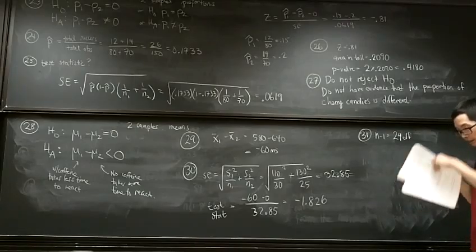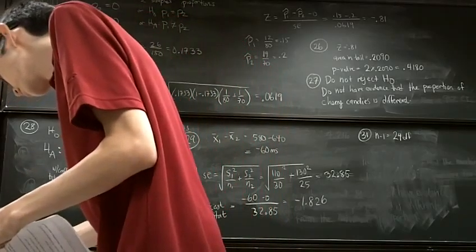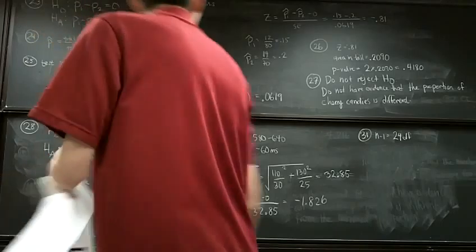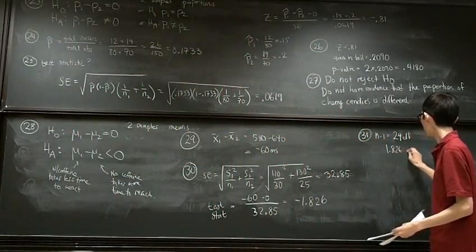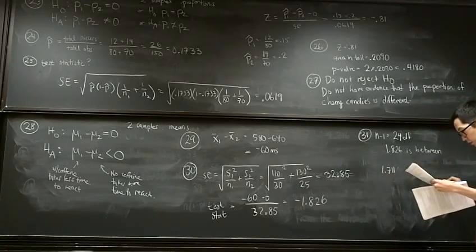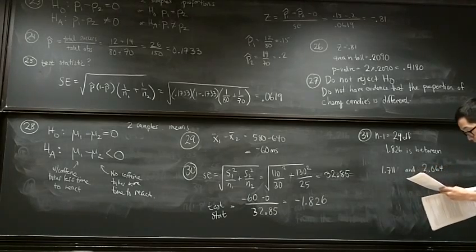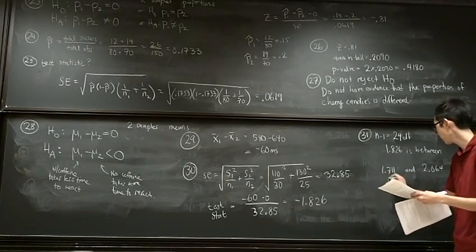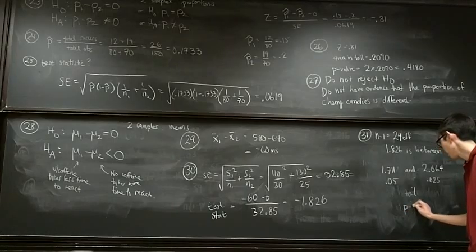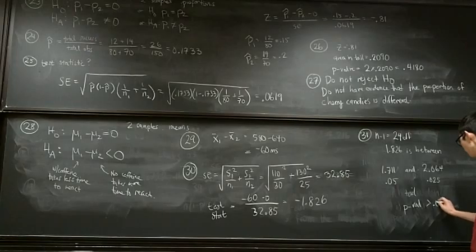All right. And let me see some of those tables. So 1.826 is between 1.711 and 2.064. And this corresponds to 0.05. This corresponds to 0.025. So my tail area is between 0.05 and 0.025. Do I double it or leave as is for my p-value? I leave it as is. So my p-value is more than 0.025 but less than 0.05. So that is my p-value.